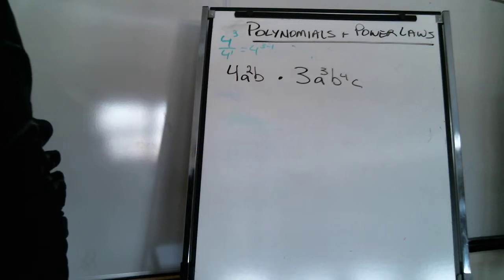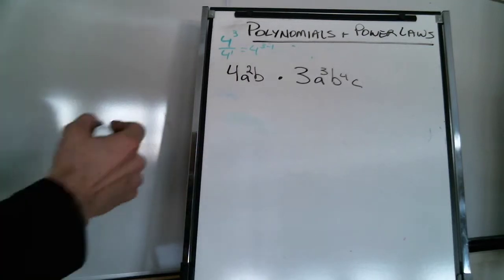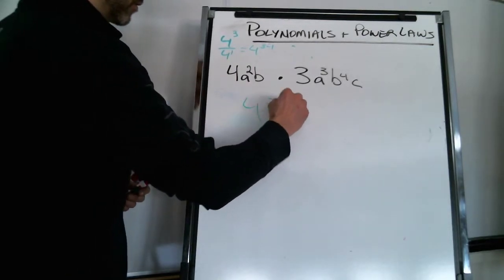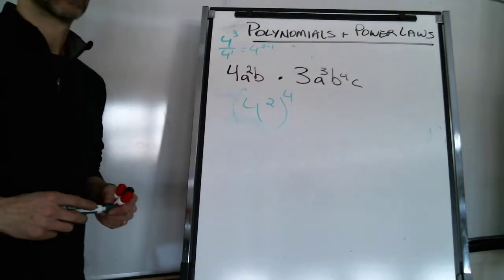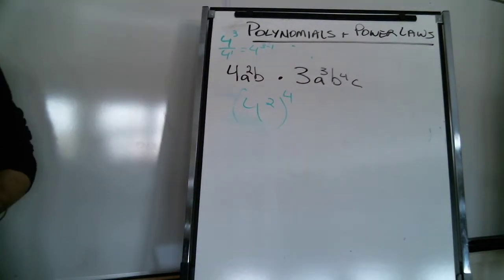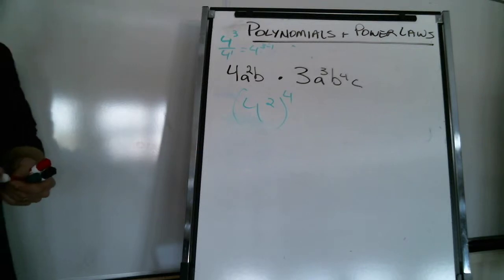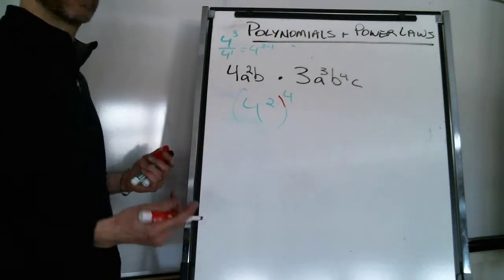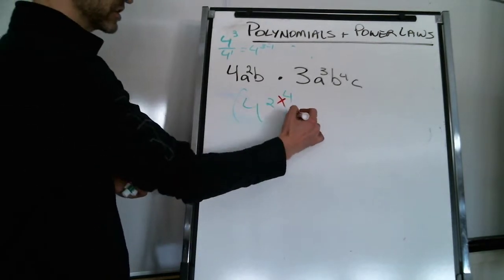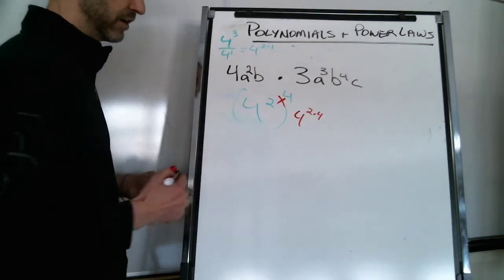The power to power law is when you have a bracket with a number that has an exponent, and then on the outside there's another exponent. Awesome. And how do I simplify that? I multiply. So this is going to be 4 to the 2 times 4. Yeah, that's the quick review.